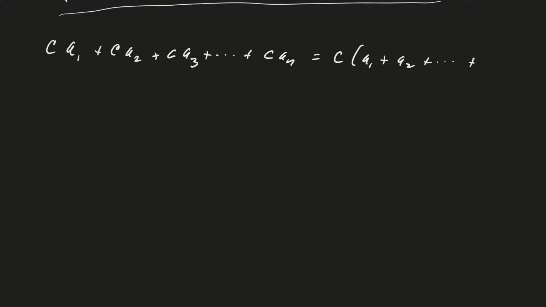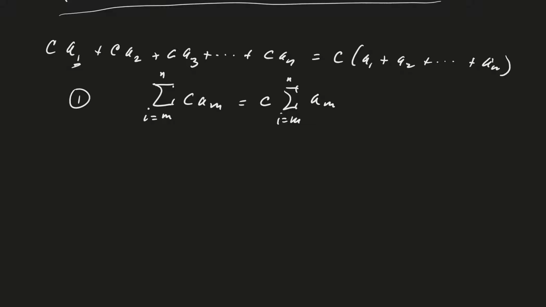So for example, suppose I have C times A1 plus C times A2 plus C times A3 plus C times AN. Well, you could factor the C out. The way to abbreviate this is to say that the sum, I'll use the book's notation, instead of starting with 1, we'll just start with an arbitrary m, of C A sub i equals C times the sum. You can factor the thing out of the sum. Good. So this is property 1. You can factor out a constant.